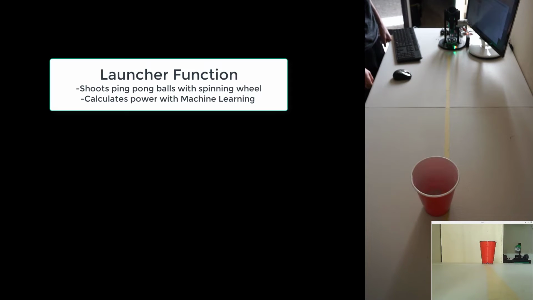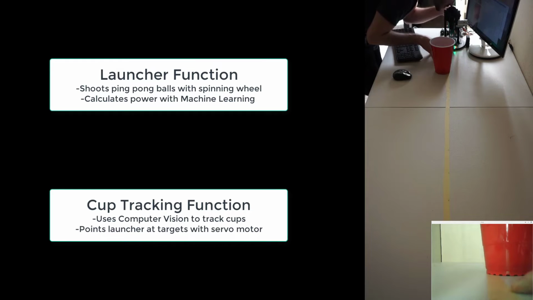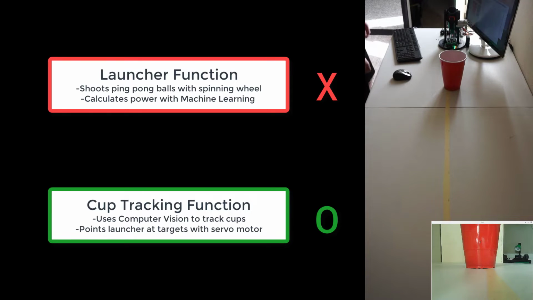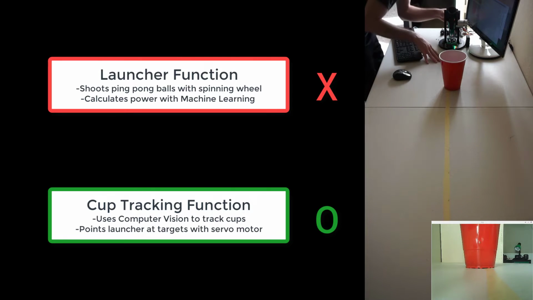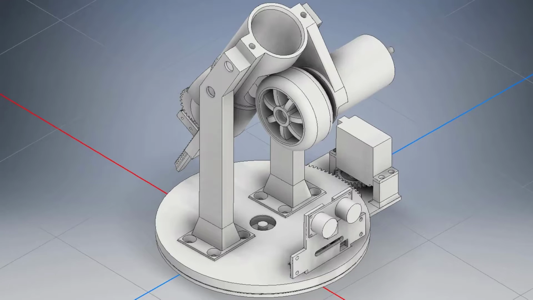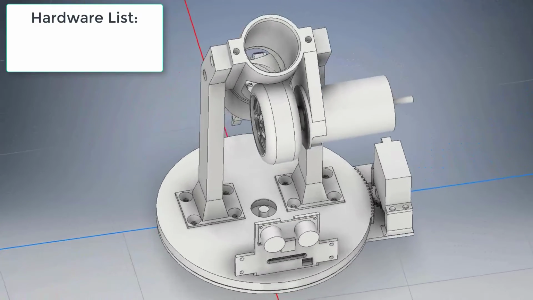This robot can be broken down into two important functions, the launcher function and the cup tracking function. Since this is one project split between two classes, I will be covering only the cup tracking function for this presentation. The main purpose for this function is to point the barrel at the targeted cup by rotating the base of the robot. Though this may sound simple, there are many challenges that it has to overcome, like low lighting tracking and object occlusion.